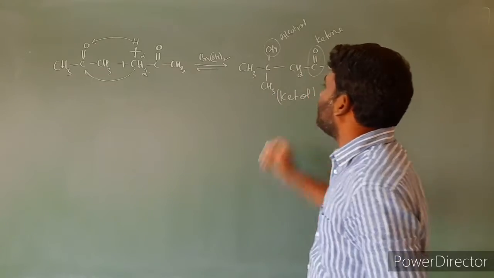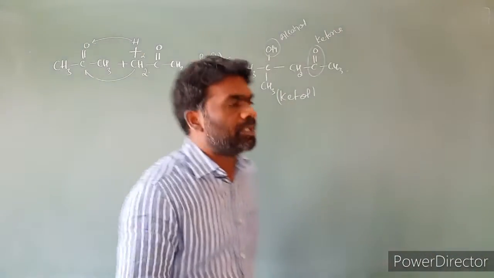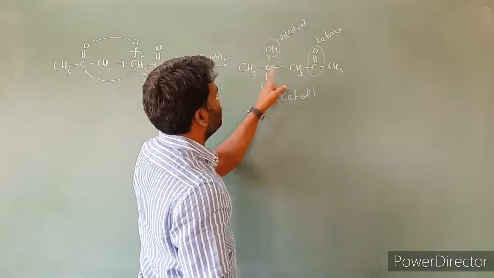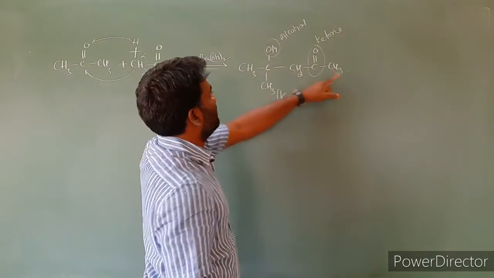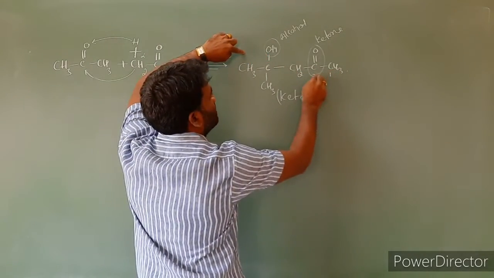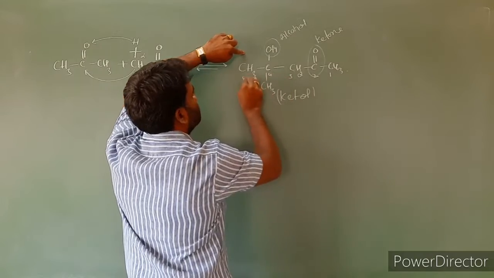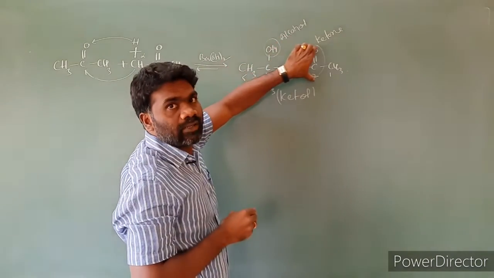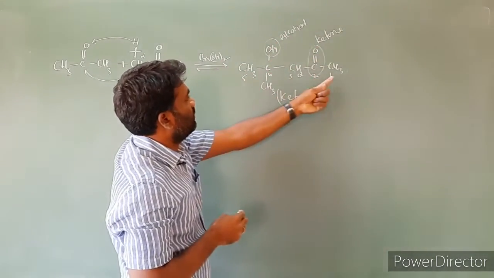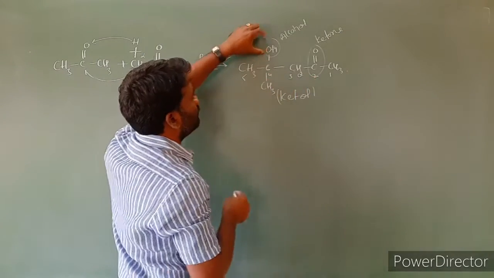This product is a ketol. Here you can write the IUPAC name of this compound. There are 1, 2, 3, 4, 5 carbons. Carbon will get the lowest possible number, so I gave numbering 1, 2, 3, 4. At the fourth position an OH group is there.